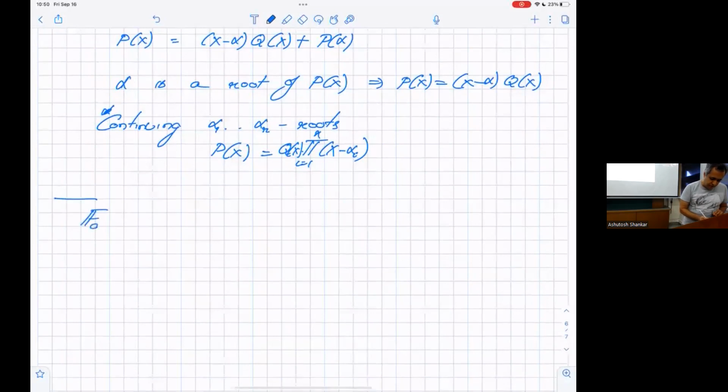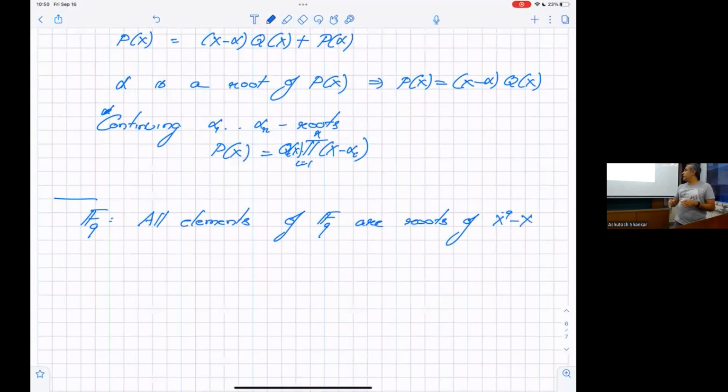Let's go back to F_q. What we did is, when I mentioned this in passing, all elements of F_q are roots of the polynomial x^q minus x. In fact, x^q minus x completely splits into linear factors, and all its roots are exactly the elements of F_q. This is a nice thing about working with finite fields. You have a polynomial, all of whose roots are exactly the elements of the finite field.